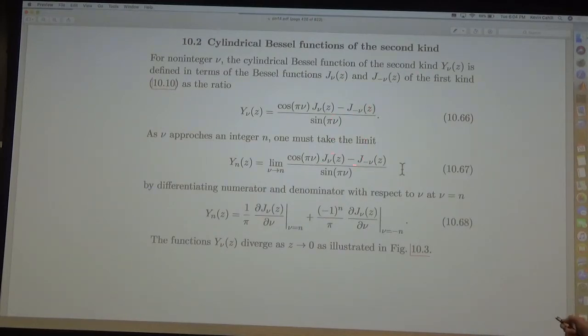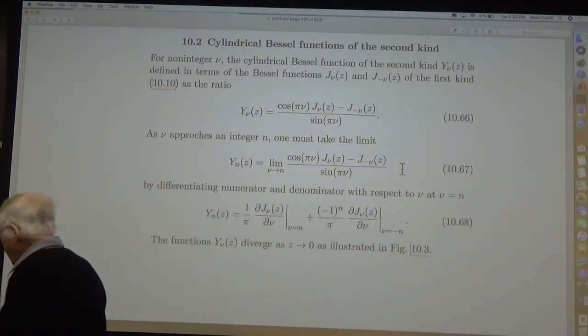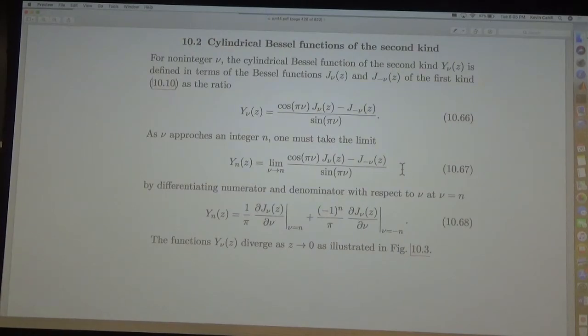And that means that this thing is singular when nu goes to n, and in fact becomes 0 over 0, because this is 1. This thing with J sub minus n is actually not 1, it's minus 1 to the n, because cosine of 0 is 1. And this one is minus 1 to the n J n, and so you get 0 here, and on the other hand you always get 0 when n is an integer here.